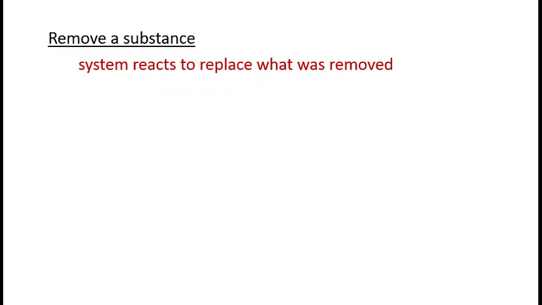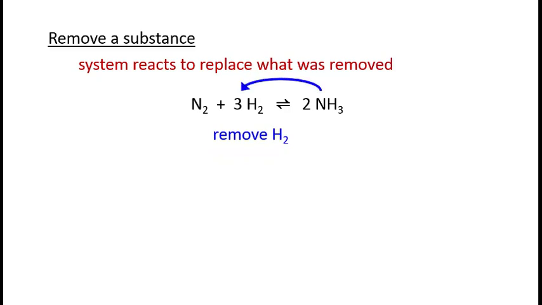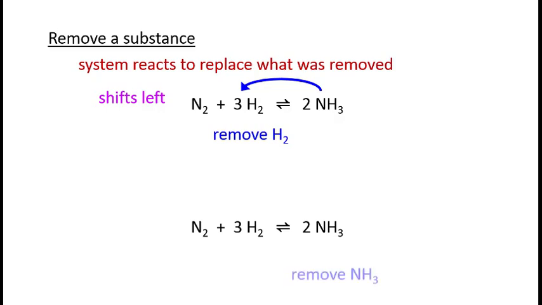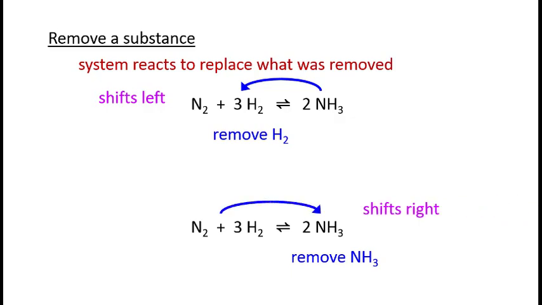Going back to our ammonia reaction, if we were to remove dihydrogen from the mixture, the system would try to replace it. To do so, ammonia would be converted to dinitrogen and dihydrogen, shifting the equilibrium mixture to the left. Again, using the same reaction, if we were to remove ammonia, the system would try to replace it by combining N2 and H2, shifting the reaction to the right.